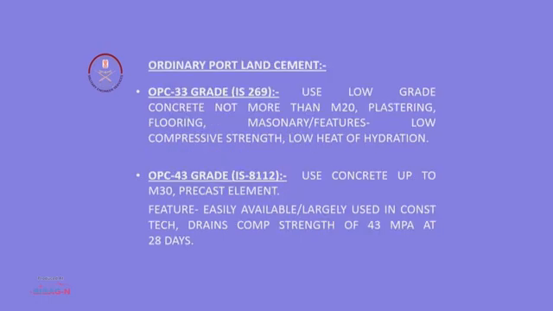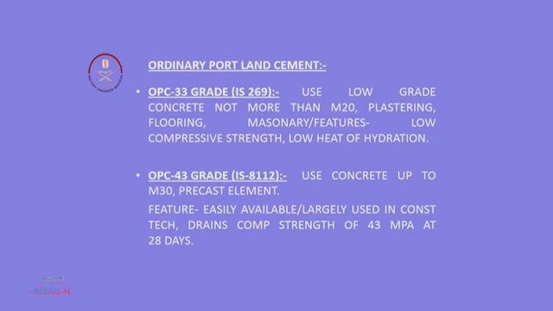Ordinary Portland cement comes in different grades. You must have seen bags marked OPC 33, OPC 43, OPC 53. That grade is the compressive strength of the cement. OPC 33 is not being utilized much nowadays because 43 and 53 have come. But wherever it is used, it is preferred in low strength concrete, plastering, and flooring.